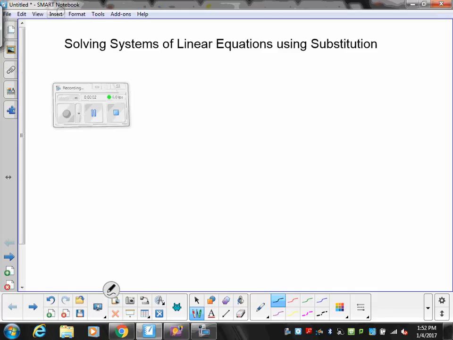Solving systems of linear equations using substitution. Yesterday we talked about when you're graphing systems of linear equations, how do you tell what the solution is when you graph two lines? So, what is the solution?